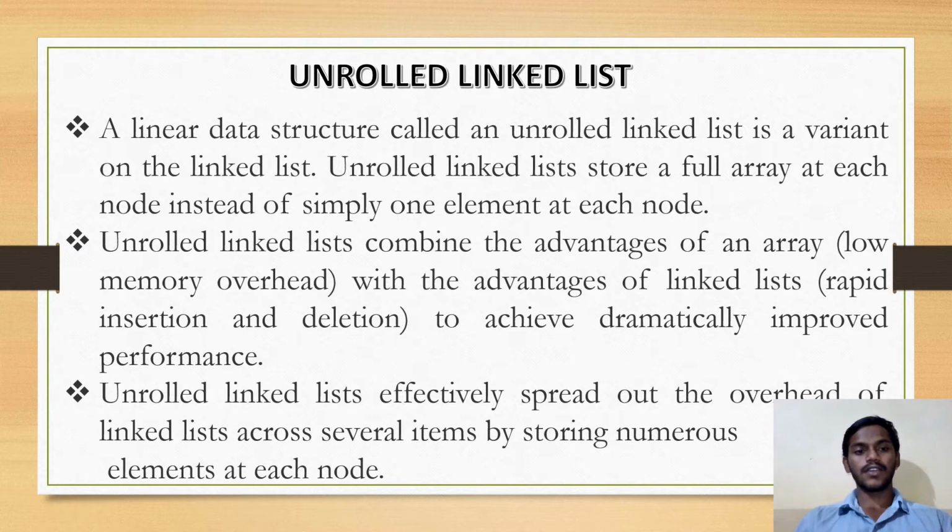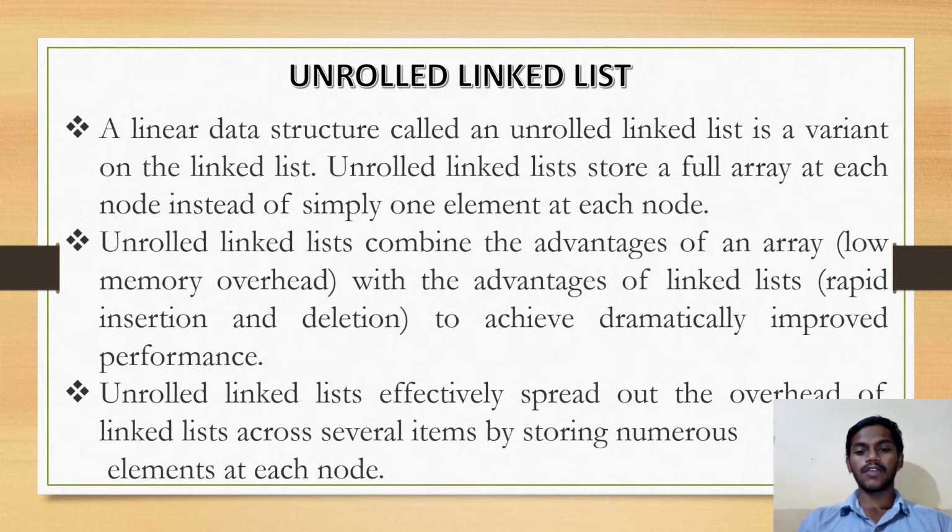Unrolled linked list. A linear data structure called an unrolled linked list is a variant on the linked list. Unrolled linked lists store a full array at each node instead of simply one element at each node. Unrolled linked lists combine the advantages of an array, low memory overhead, with the advantages of the linked list, rapid insertion and deletion, to achieve dramatically improved performance.